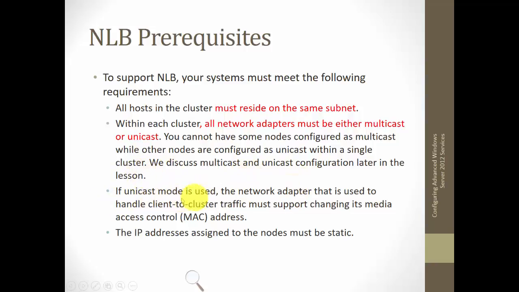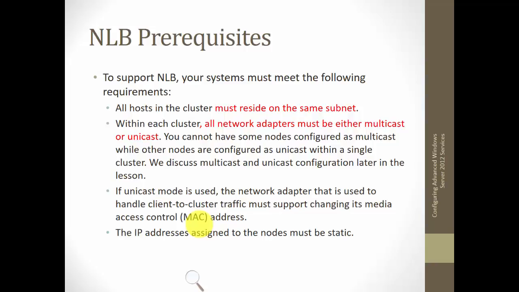If unicast mode is used, the network adapter that is used to handle client-to-cluster traffic must support changing its media access control address. Normally multicast is used. Unicast is for if you have one network card. Multicast, if you have 2 network cards. The external switch must detect every node behind the cluster with their MAC addresses.